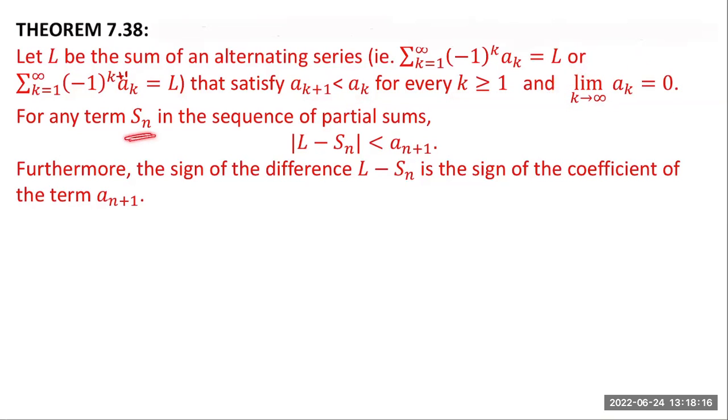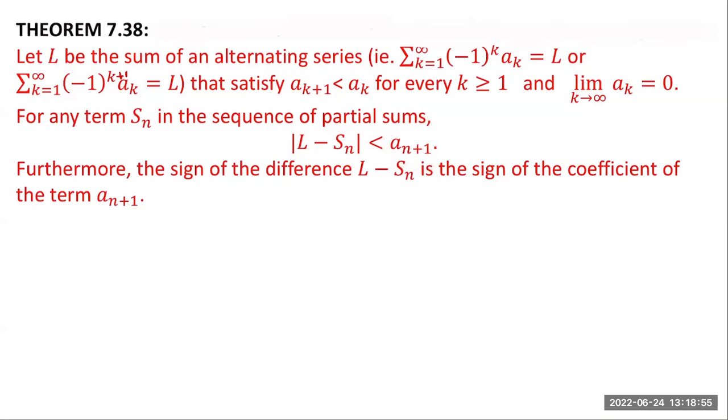Then for any term S_n, this is the nth partial sum in the sequence of partial sums, this difference, the absolute value of L minus S_n, is less than a_(n+1). Furthermore, the sign of the difference L minus S_n is the sign of the coefficient of a_(n+1). When I say the sign of the coefficient of a_(n+1), you go to this series and find the (n+1) term and check the sign of that. That is the sign of a_(n+1).